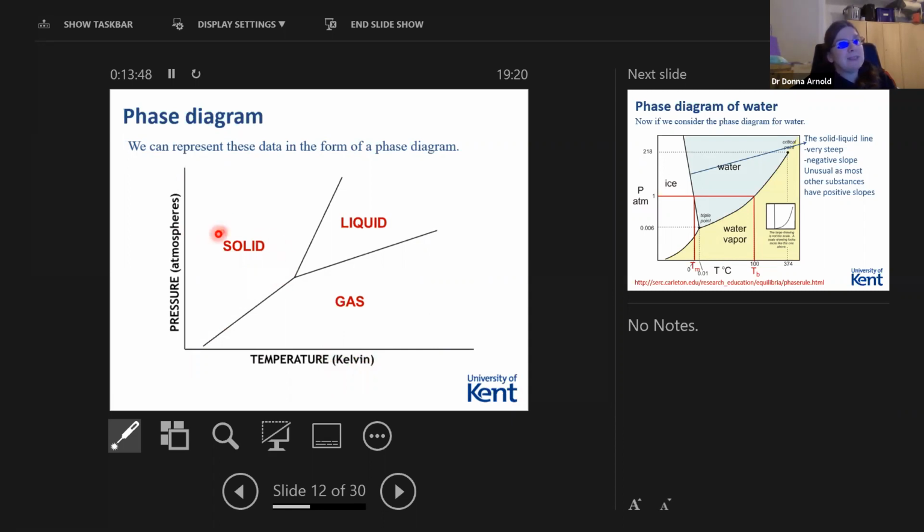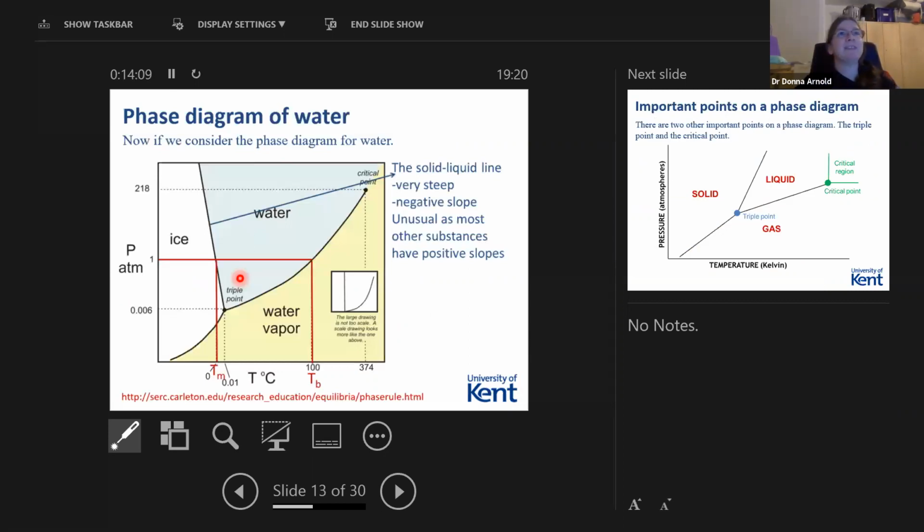And what we end up with is a region of the phase diagram which is our solid, a region which is a liquid, and a region which is a gas. And so I can say at this temperature and this pressure, I would expect my material to be solid. So let's look at a phase diagram.